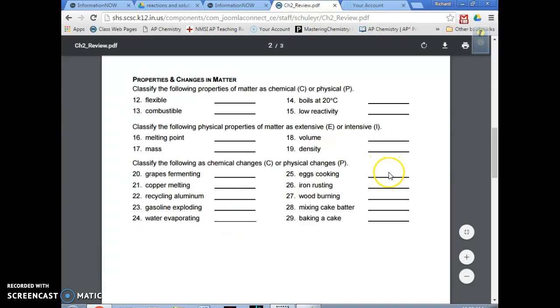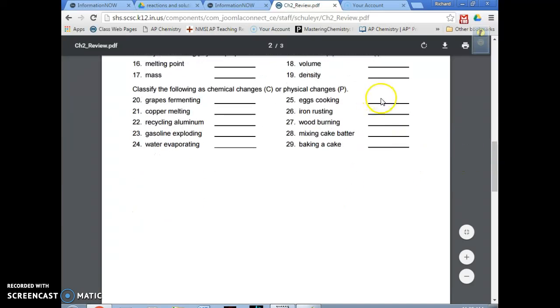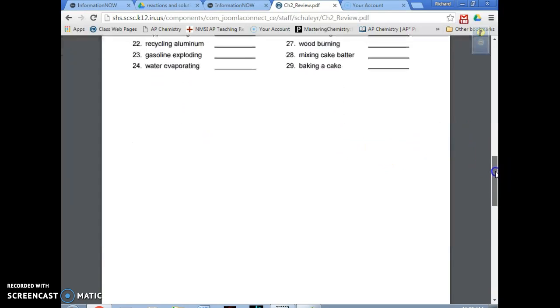Eggs cooking, eggs change. They're not that clear, colorless fluid. It turns into a white substance you can't see through. So there's a color change when you cook them. And the bright yellow turns to a dull yellow. So the color change should give it to you. Rusting iron, it changes colors. Chemical again. Wood burning, make gases. That's a good evidence there. Mixing cake batter, it's just physical. When you bake a cake, everything takes on a different appearance and tastes totally different, so that's going to be chemical.